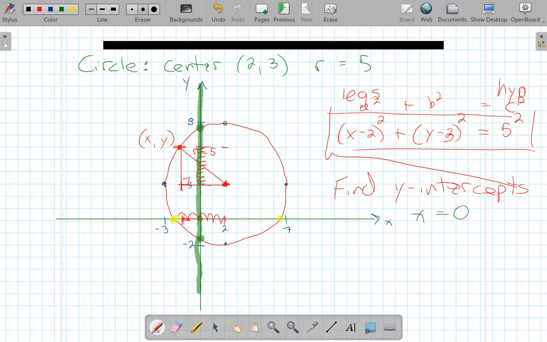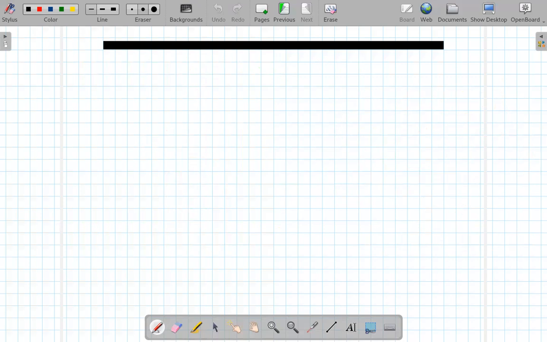So all I have to do is go to my equation up here and let x equal 0. All right, let's do that. So I plug in (0 minus 2) squared plus (y minus 3) squared equals 25. And then I do my best to solve that. So let's bring that to a new screen where I have a little bit of space. Let's see, new page. So we are looking for y-intercepts again.